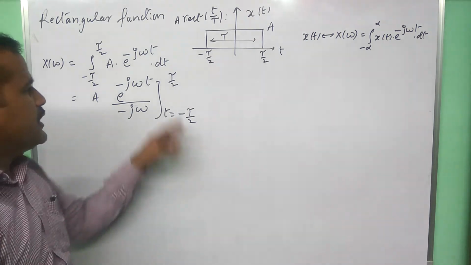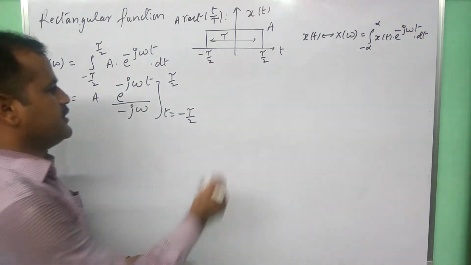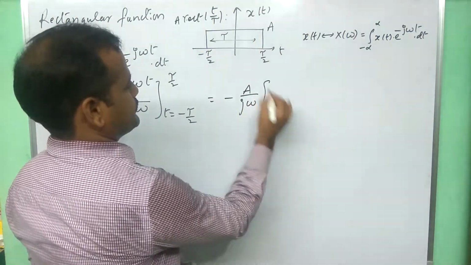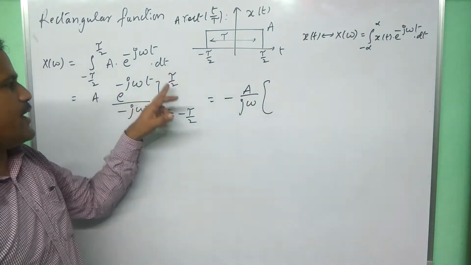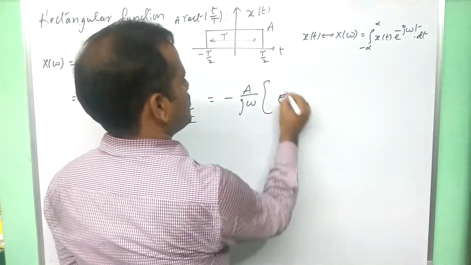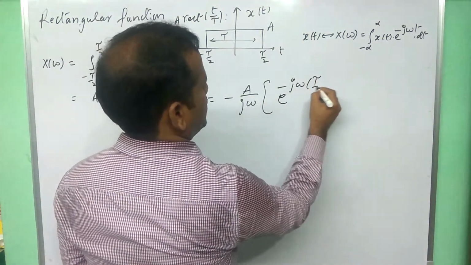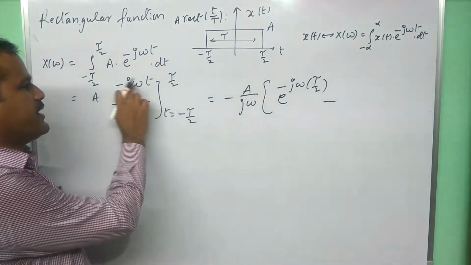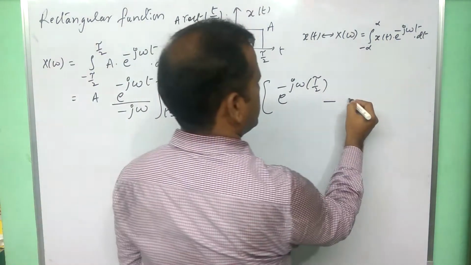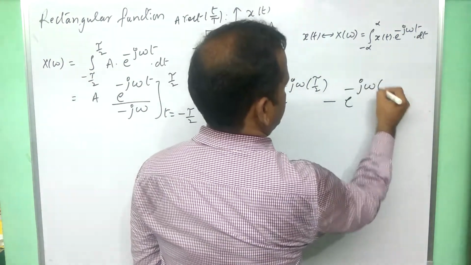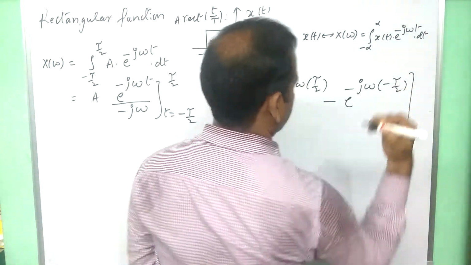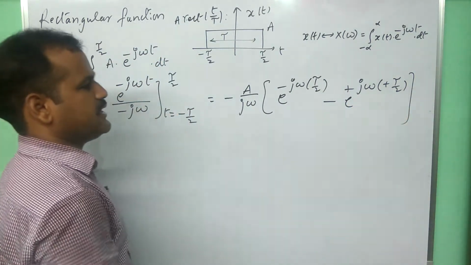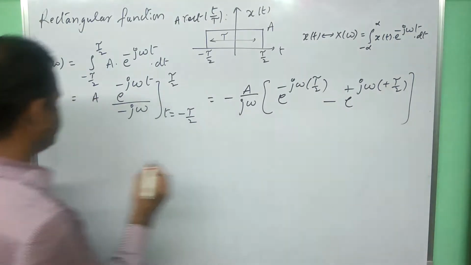Next step, let us substitute these limits in this exponential. So minus A by j omega, here t value tau by 2 upper limit, so e to the power of minus j omega tau by 2, minus the lower limit, minus tau by 2. So here minus, here also minus, so e to the power of minus j omega times minus tau by 2. So I can take minus minus as plus here, and the minus I am multiplying inside.